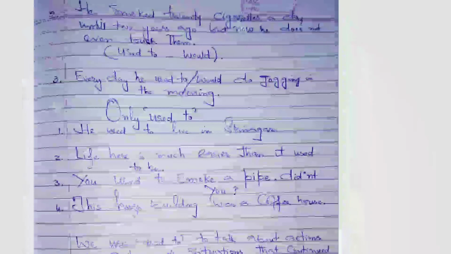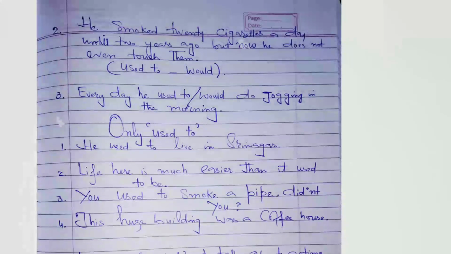Example number two. He smoked 20 cigarettes a day until 2 years ago, but now he does not even touch them. This is also a repeated action. We can use both used to and would in this sentence also. We can say he used to smoke 20 cigarettes a day. We can also say he would smoke 20 cigarettes. This was a repeated action in the past.